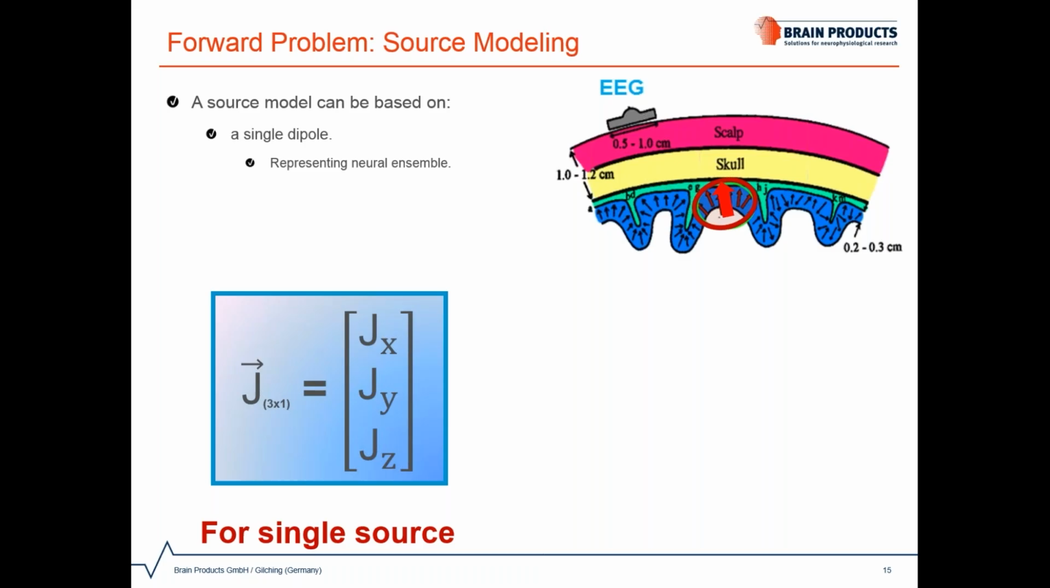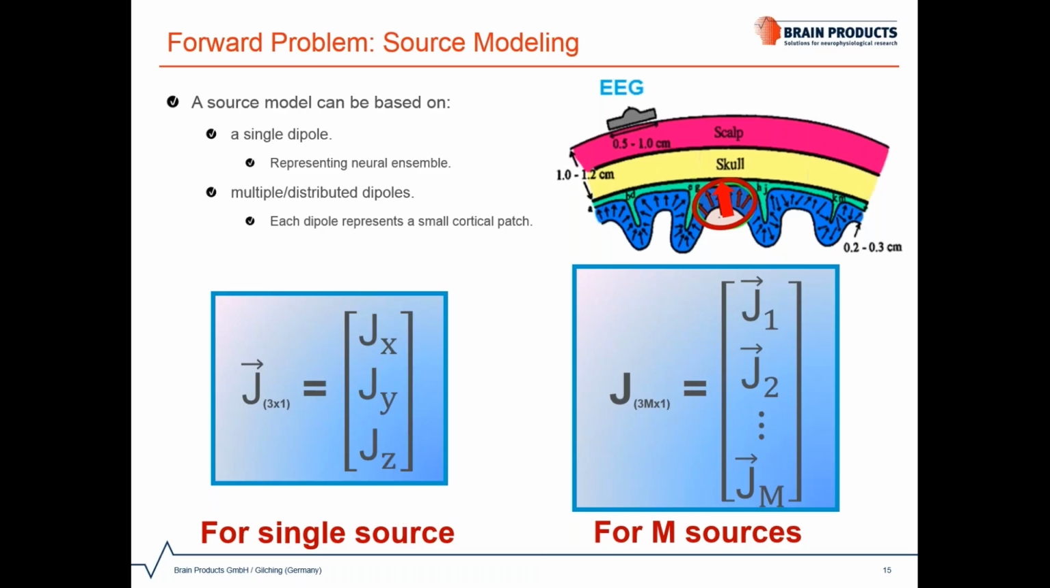However, most of the sources, like those of generalized epileptic seizures, are not point sources, but they are quite extended. So these kinds of sources give rise to a multiple or distributed dipole model. It enables modeling sources across a small cortical patch or all over the cortical sheet. Likewise, the mathematical expression can be extended for multiple sources, and it is denoted by a matrix J with a dimension of 3m by 1, 3 representing the x, y, and z components, and m representing the number of sources.